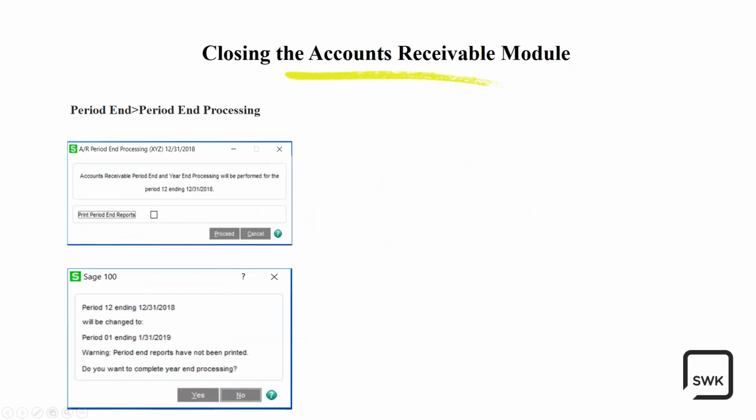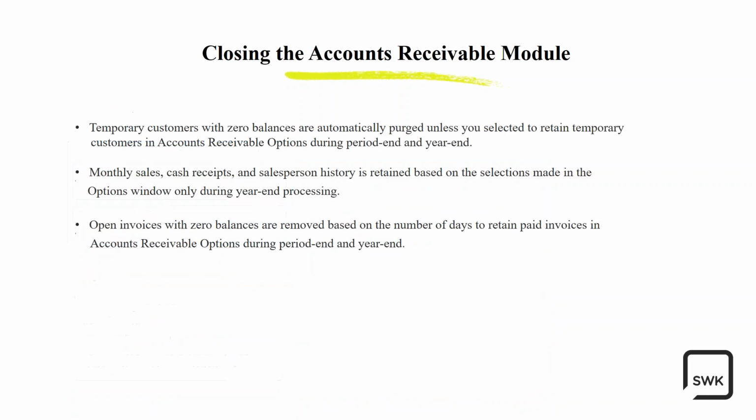Period end processing does the same thing. After we close the module, temporary customers are automatically purged unless you change them in the options. The monthly sales, cash receipts, and salesperson history is retained based on the options that we chose. And the open invoices with 0 balance are removed based on the number of days to retain paid invoices that we've selected in our options.